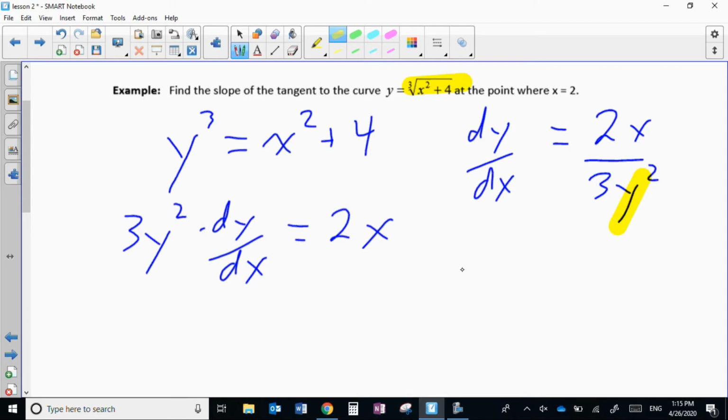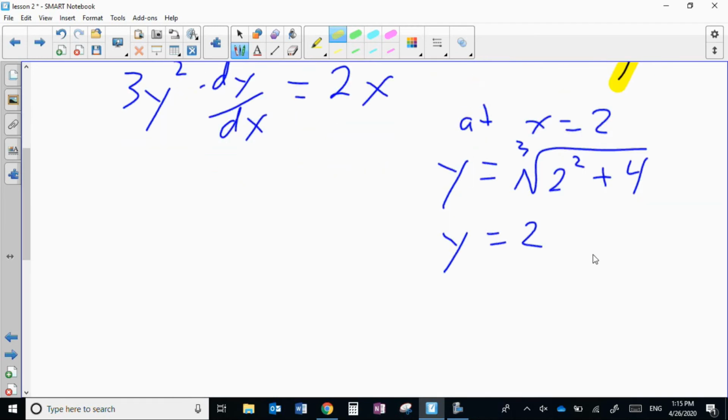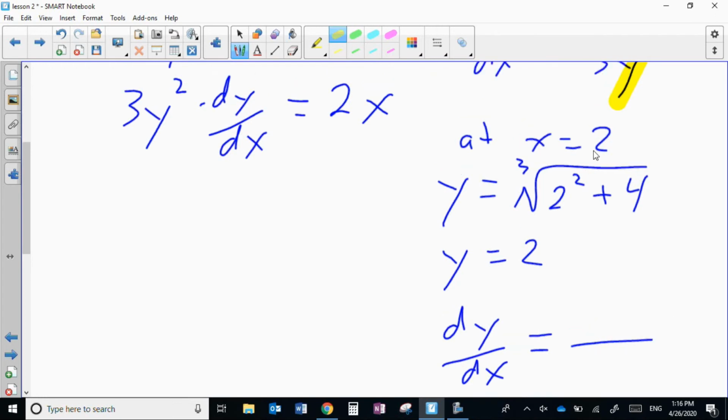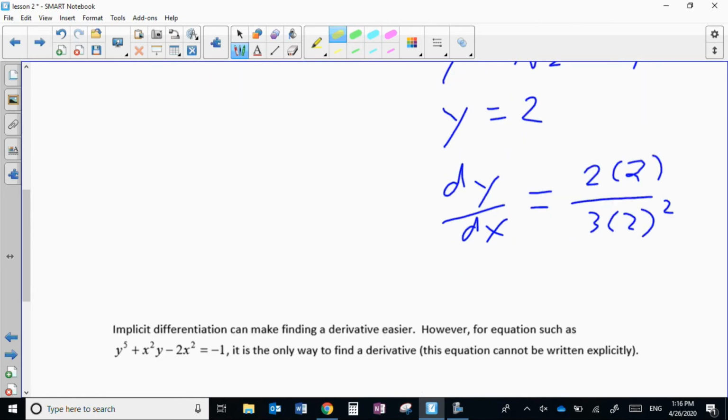I can just say, okay, at x equals 2, y is going to be equal to the cube root of 2 squared plus 4, which is the cube root of 8, which is also equal to 2. And dy by dx, we can now sub those values into our equation. 2 times 2 over 3 times 2 squared, which is, let's see, what is that? 4 over 12, or 1/3 for our answer.